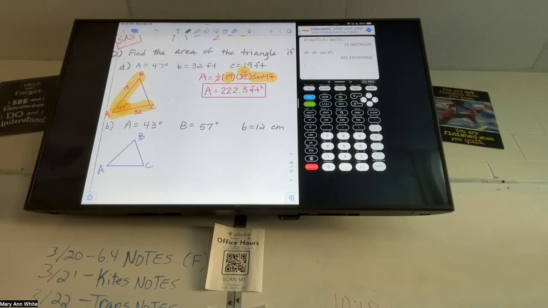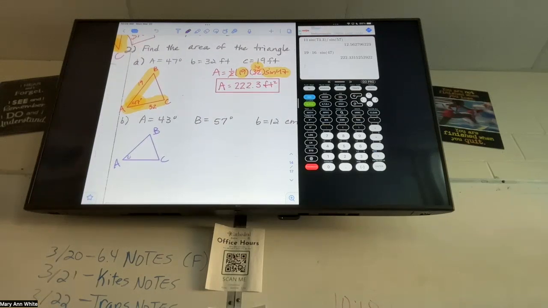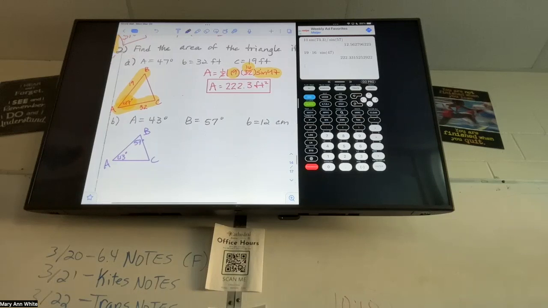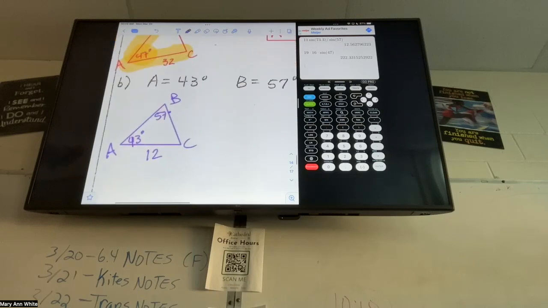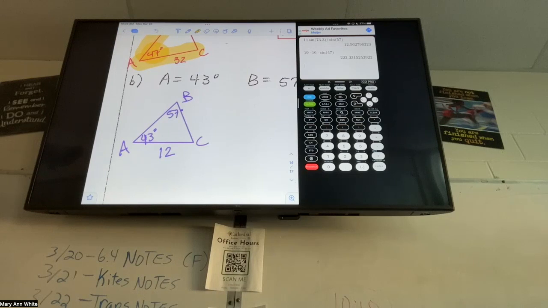A, B, C. I know A is 43. B is 57, and then little b is 12. Now I need an angle and then the two sides around it. I think the best thing to do is to use angle A and then figure out what little c is and use little b. So all I have to do is figure out what little c is. Do we actually know what big C is?